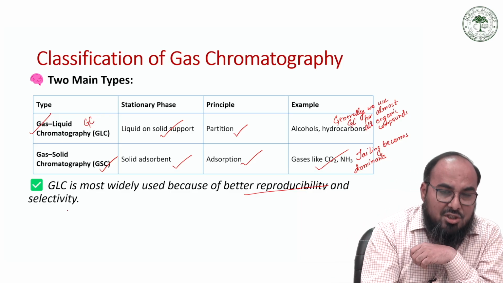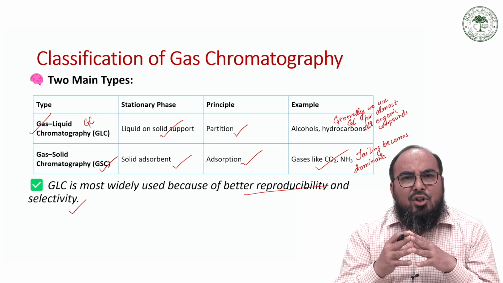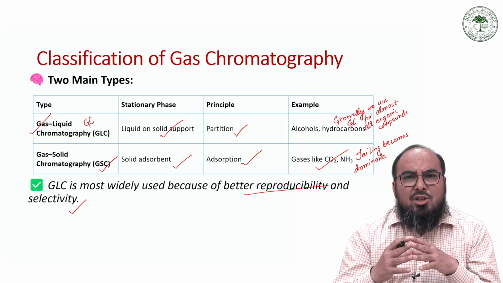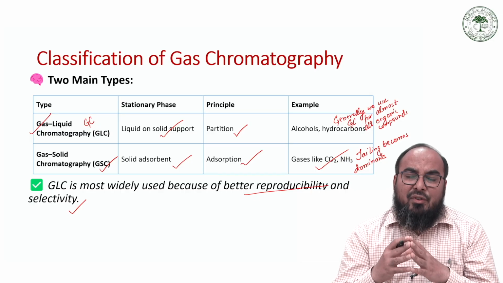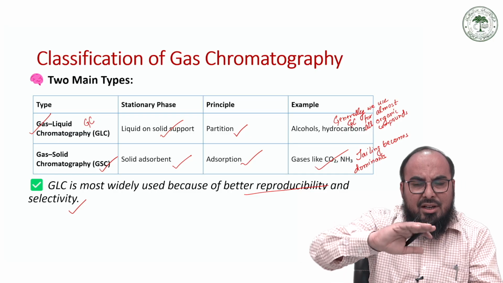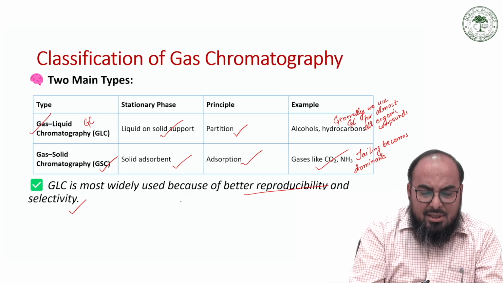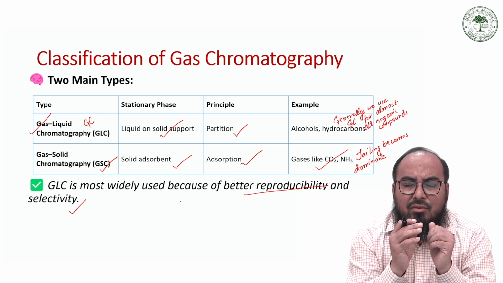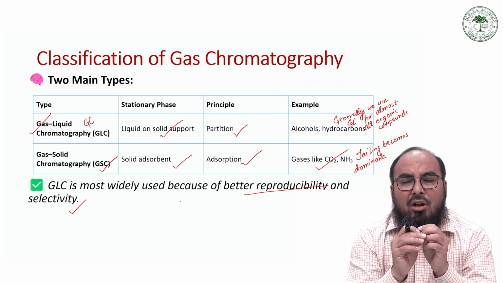Similarly, it has very good selectivity because the different components of your mixture actually get partitioned, and this partitioning is because of the affinities of different volatile components with the stationary phase, with the inert stationary phase. That is what happens in GLC: you have a solid stationary phase, and some liquid is immobilized on that surface. So your partitioning actually occurs between the carrier gas, which is called the mobile phase, and the liquid, which is immobilized on your solid support.